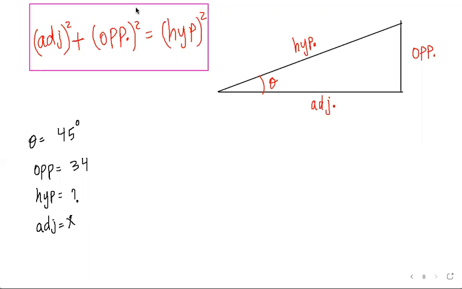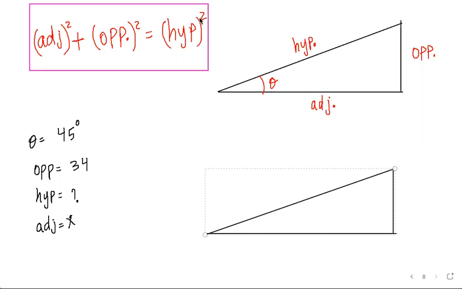Okay. So to solve a question like this, you have to use the theorem of the right triangle, like this. So the question, they give me the angle. The angle is 45 degrees. This is my 45 degree. The opposite, they give me 34. The question is find the value for x.